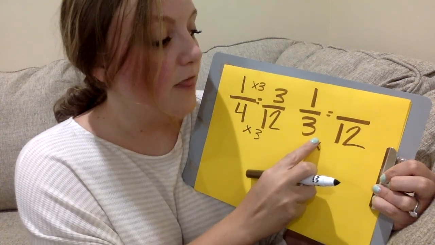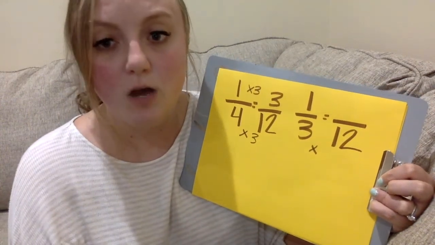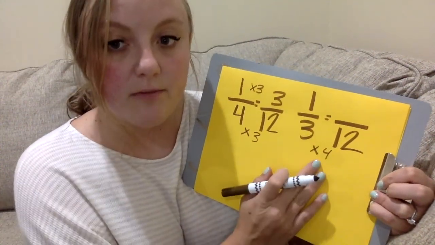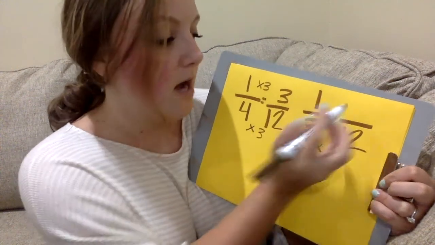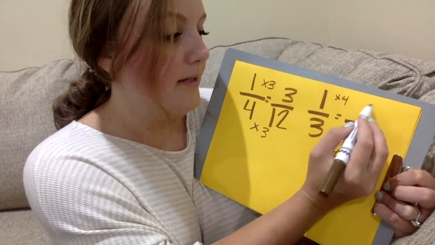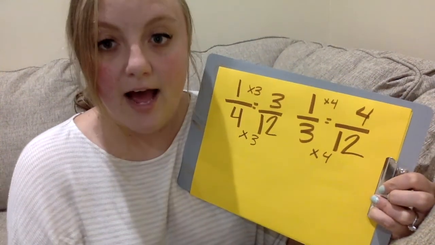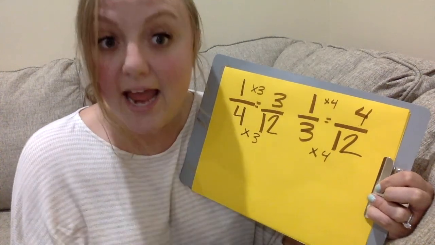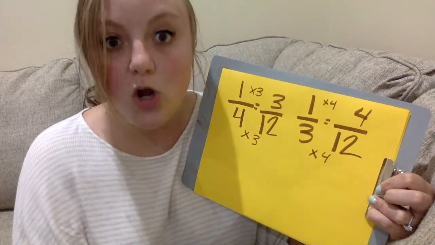The same with 1/3 to how many 12ths? Well, how do you get from 3 to 12? Well, 3 times 4 is 12. And whatever I do to the bottom, I'm going to do to the top. And 1 times 4 is 4. So now I have two fractions that have the same value as the original, but now I have like denominators, which makes it okay to add.